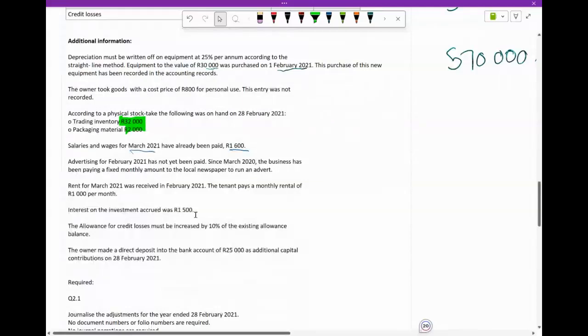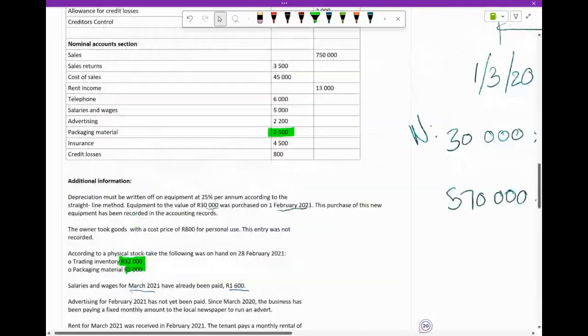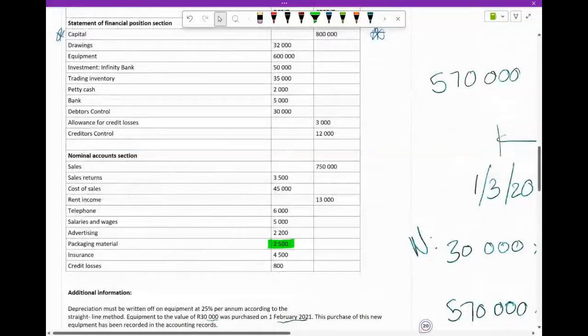Then the next one, advertising for February has not been paid. Since March 2020, the business has been paying a fixed monthly amount to the local newspaper to run an advert. Okay. So it's been paying a fixed amount. That means that we've been paying the same amount every month. Now the question is, we did not pay for February, isn't it? So how many months have we paid for? 11. Okay. We've been paying for 11 months.